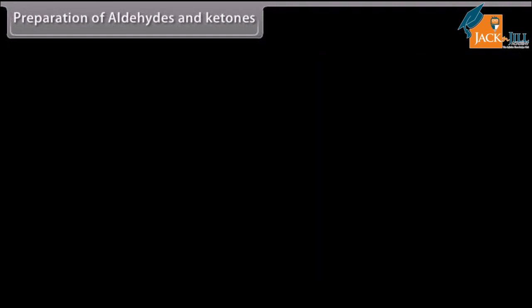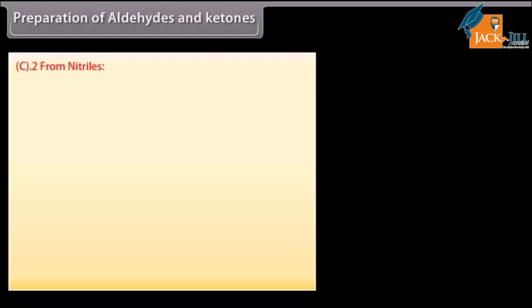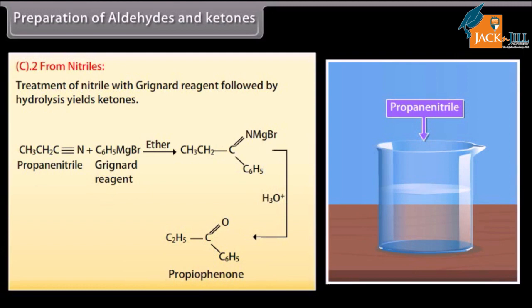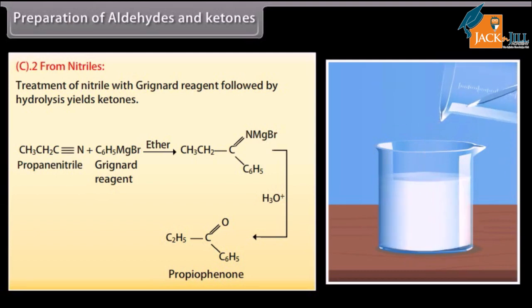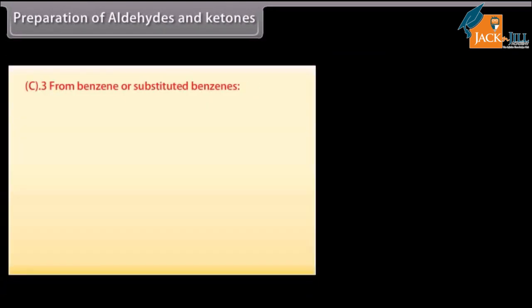Preparation of aldehydes and ketones from nitriles. Treatment of nitrile with Grignard reagent followed by hydrolysis yields ketones. Grignard reagent in ether reacts with benzonitrile, and then it forms an intermediate, and then upon hydrolysis it gives propiophenone. From benzene or substituted benzenes.